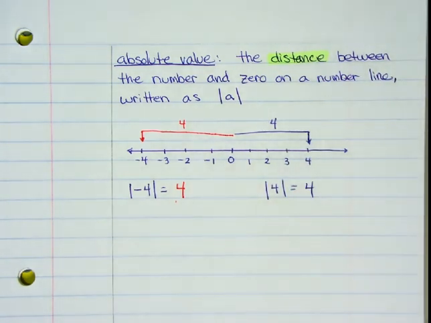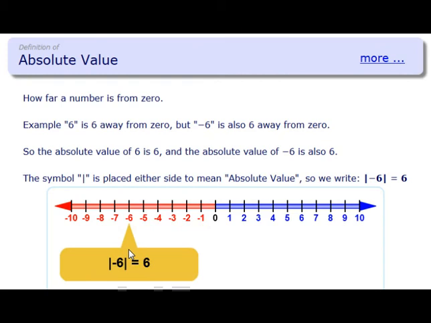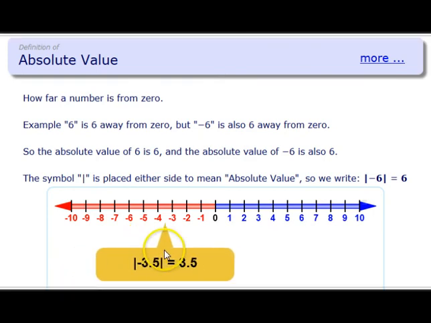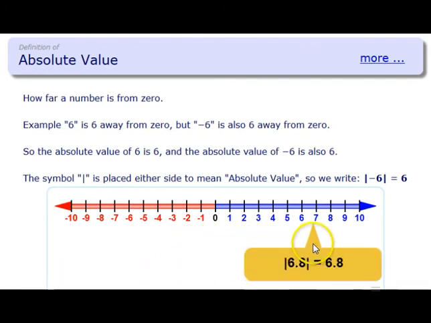Let me give you another example. So once again, the absolute value is how far a number is from 0. If I take a look at this number line, I'm going to scroll this around. What is the absolute value of, let's say for instance, -6? You can see that -6 is 6 spots away from 0. As I move it over, the absolute value is always going to be a positive value. If I go on to the other side, how far is, let's say, 6.8 from 0? It's 6.8. So you notice that the answer here is also positive.